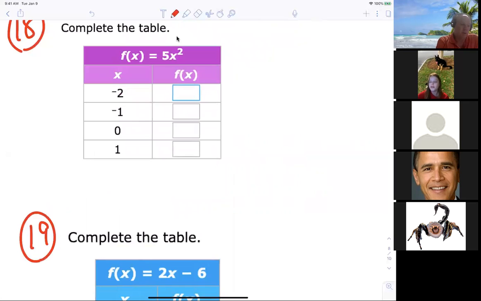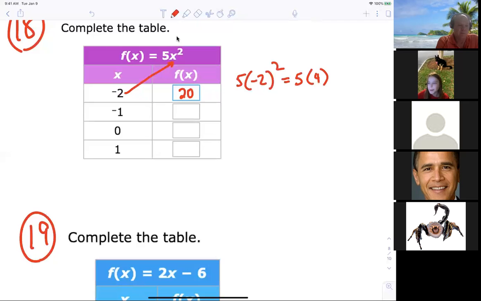All right. So plug -2 in. What's -2 squared? I know the whole answer, I just want to know what -2 squared is. Positive 4, because it's going in as a parentheses. So this really just means 5 times 4.